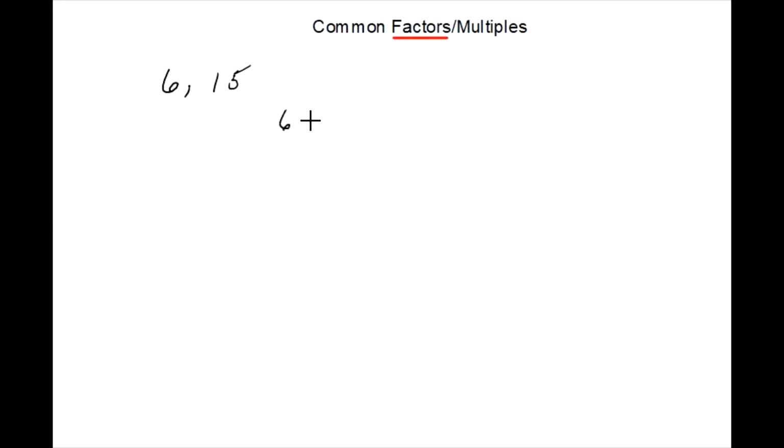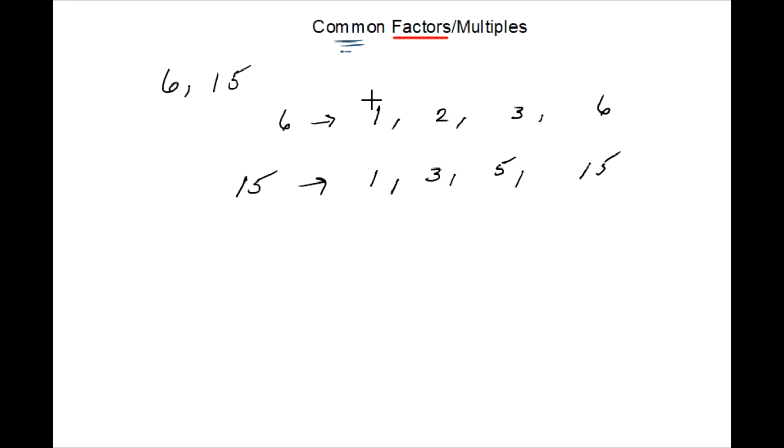Well, 6 has 1, 2, 3, and 6. 15 has 1, 3, 5, and 15. So those are the factors of the individual numbers, but the common factors are the ones that exist for both of them, 1 and 3. So the common factors then are 1 and 3. If you were asked to find the common factors, right?